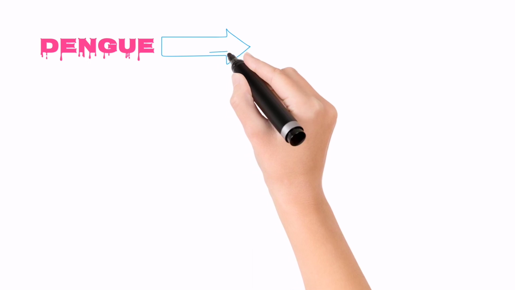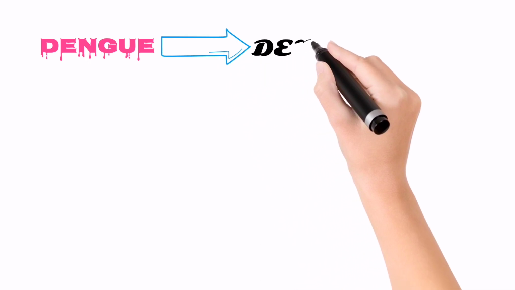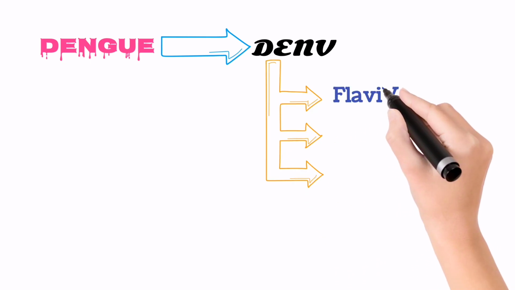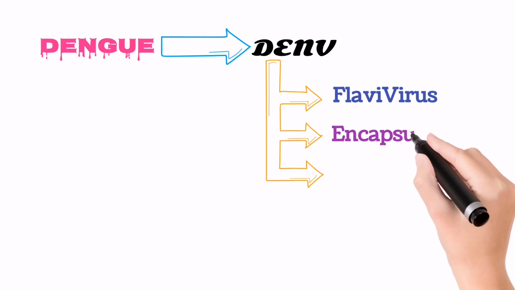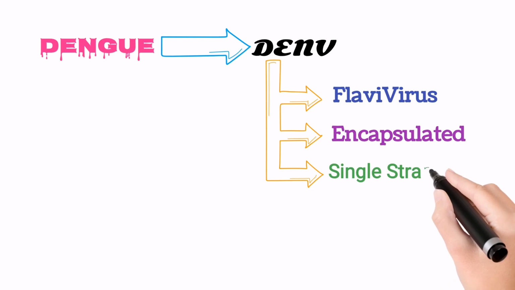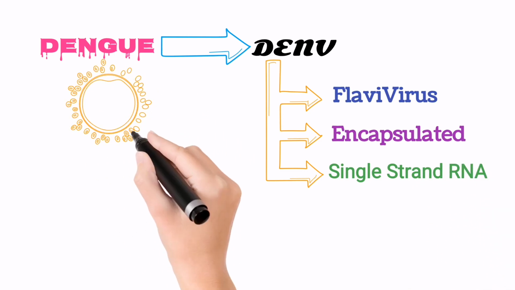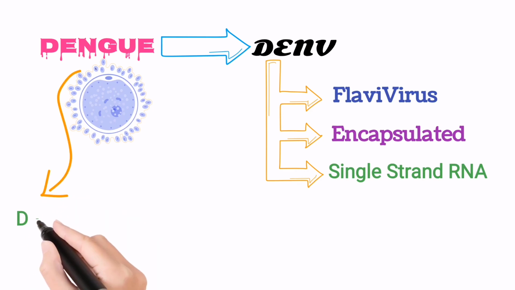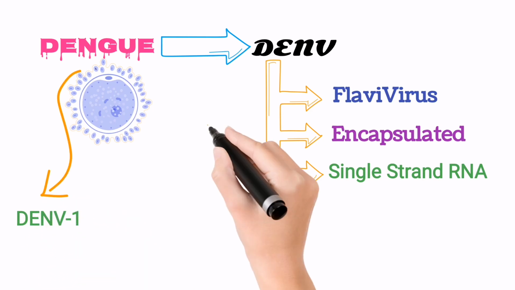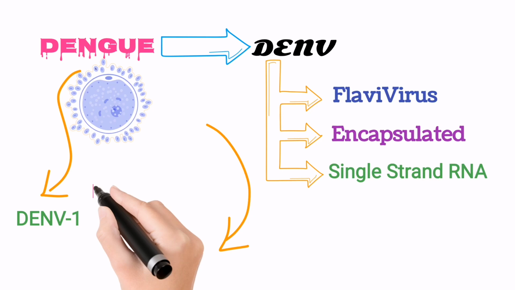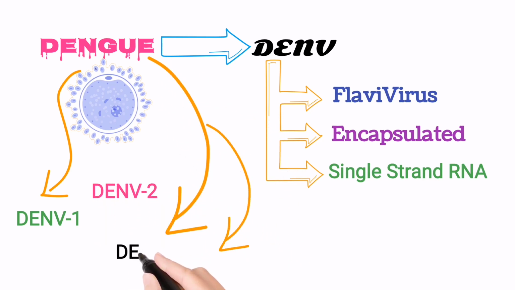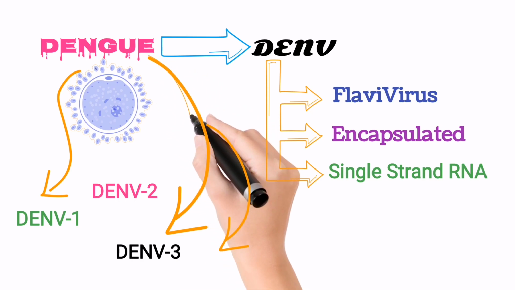Dengue, shortly called dengue virus, belongs to a family of flavivirus. It is an encapsulated, single-stranded RNA virus. It has four genotypes, that is dengue virus 1, dengue virus 2, dengue virus 3 and dengue virus 4.